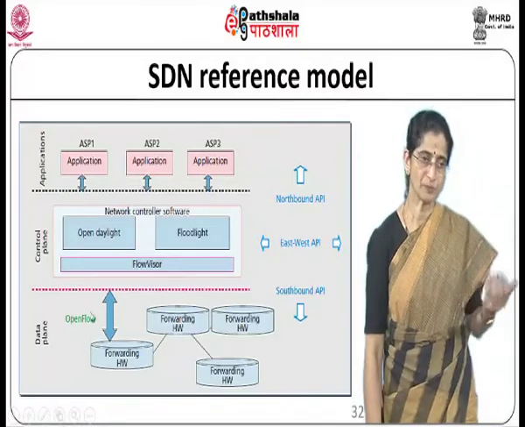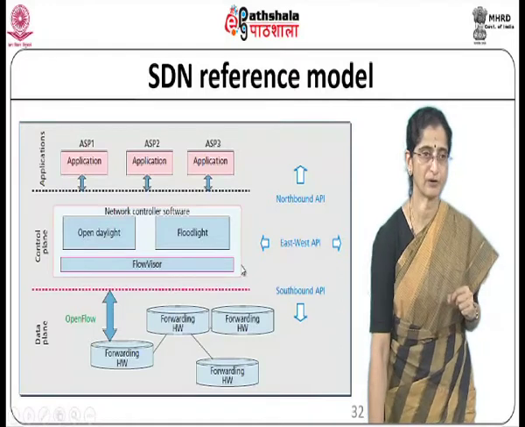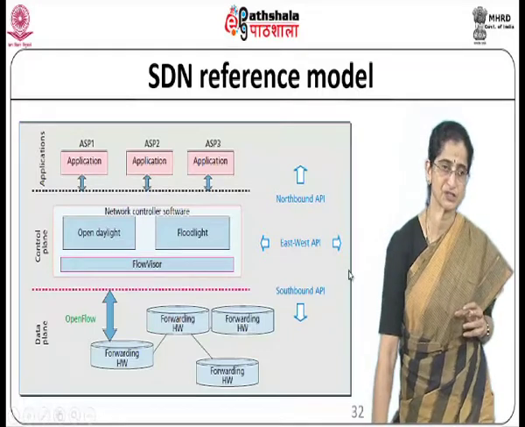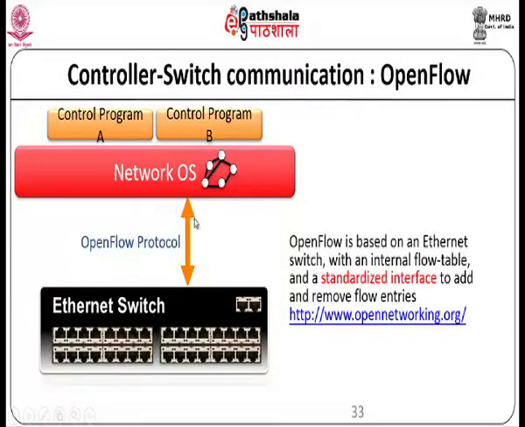Now coming to OpenFlow, this controller-to-switch communication becomes very important, because it is only through this communication that you can control how the entire hardware is going to function. The protocol proposed for that is called the OpenFlow protocol. This is the protocol that will be used between the network OS, the OpenFlow controllers and the switches. OpenFlow is basically based on the Ethernet switch, and it has an internal flow table and a standardized interface, so that you can add and remove entries which control how the device is supposed to forward packets. We have what are called flow entries. These flow entries determine the rules that will be used by the switches to forward packets.